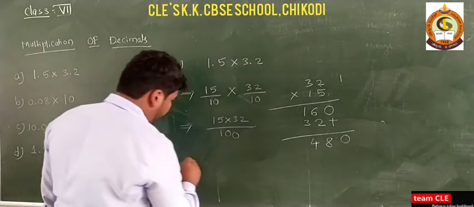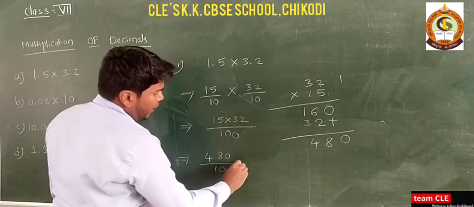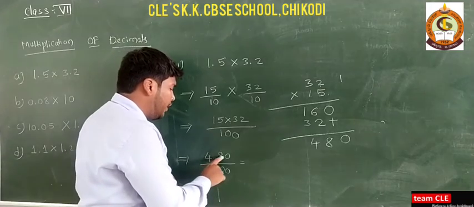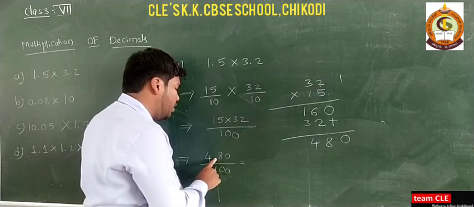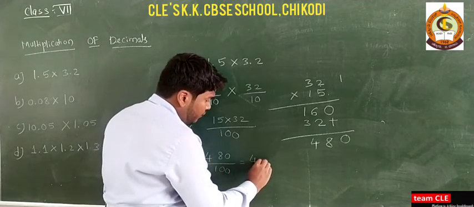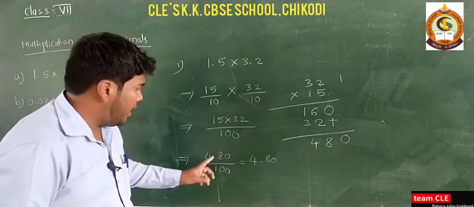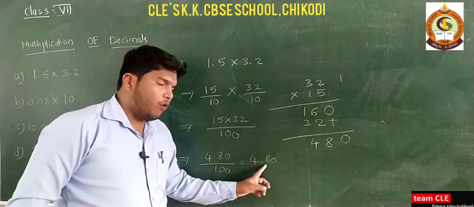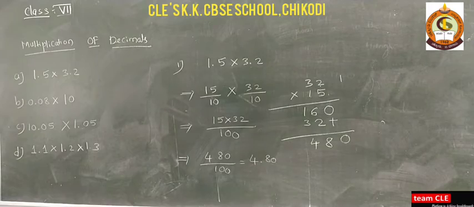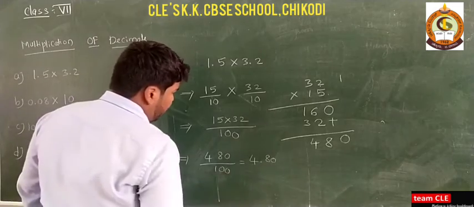So it is 480 by 100. But this answer, this fraction you need to write in the form of decimals. So 480 by 100 means after 2 decimal points I need to shift that decimal point. So I can write this as 4.80. So the answer we have is 480 by 100, I can write this as 4.80. Okay, so this is your required answer, that is 4.80.